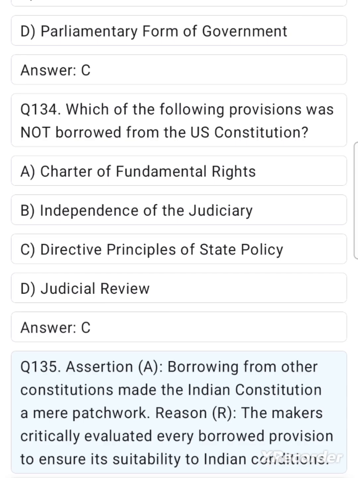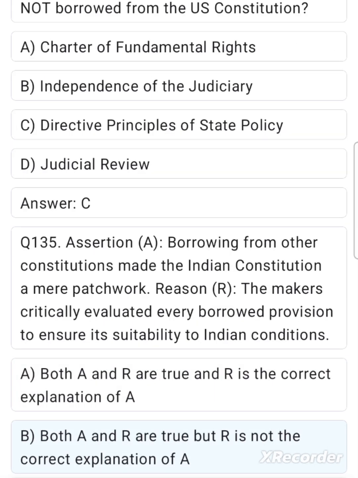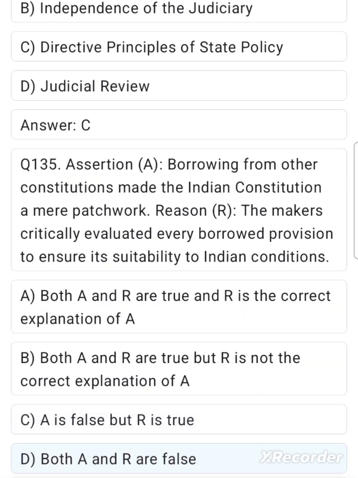Q 135. Assertion A. Borrowing from other constitutions made the Indian Constitution a mere patchwork. Reason R. The makers critically evaluated every borrowed provision to ensure its suitability to Indian conditions. A. Both A and R are true and R is the correct explanation of A. B. Both A and R are true but R is not the correct explanation of A. C. A is false but R is true. D. Both A and R are false.